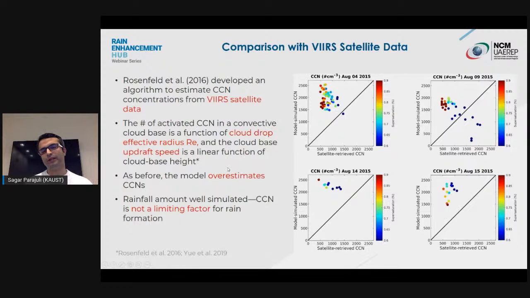So now it raises an important perspective: the rainfall amount is well simulated. We saw that the spatial pattern and the temporal pattern of rainfall were well simulated. So what it means to overestimate CCNs is that CCN is not a limiting factor for rain formation in our region, because we already have a lot of aerosols in the atmosphere in this region.